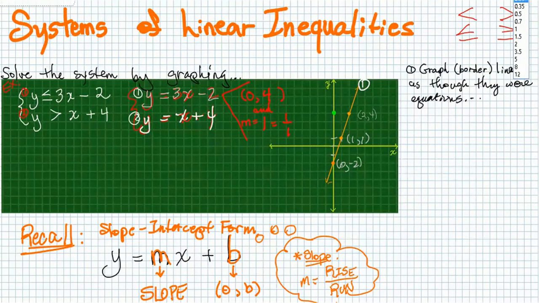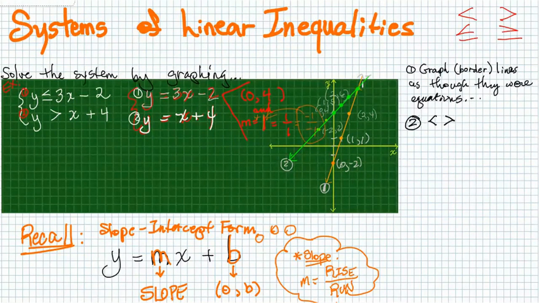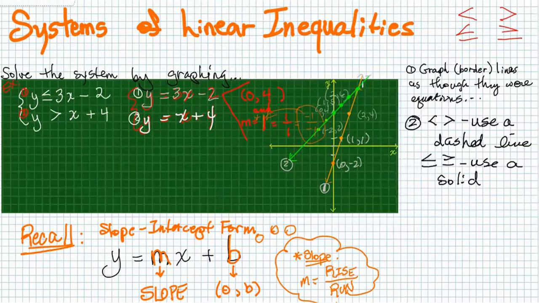All right. From there, I want to rise 1 and run 1. From this point, rise 1, run 1. Rise 1, run 1. Next, we want to go and have a look at our inequality symbols. If we have a less than or a greater than sign, we're going to use a dashed line. If we have less than or equal to, greater than or equal to, we're going to use a solid line to include the line of the border.